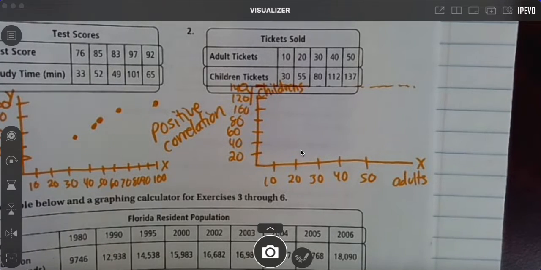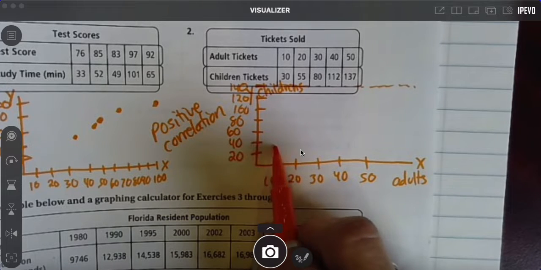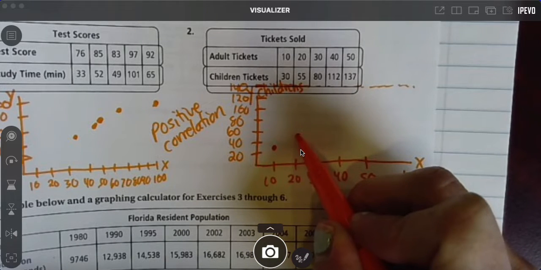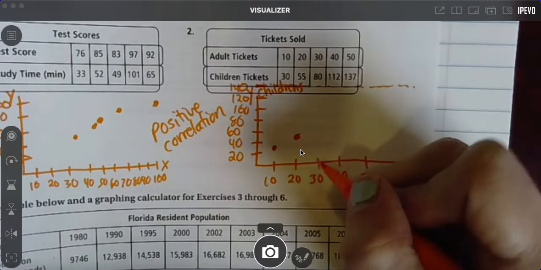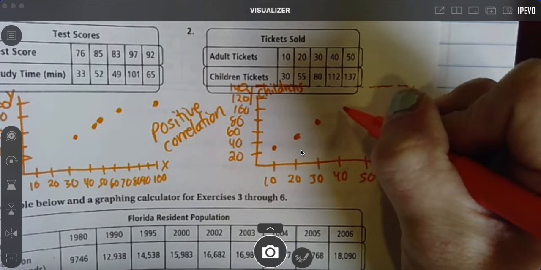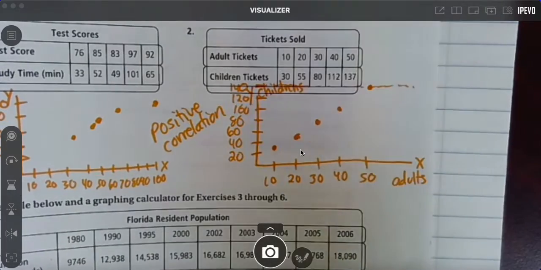let's do adults tickets. I'm going to go over 10 and up to 30. So for my adults, if there's 10 adults, there's 30 kids. If there's 20 adults, then there's 55 kids. If there's 30 adults, then there's 80 kids. 40 adults, 112 kids. And then 50 adults, 137. So what would this one be? Positive correlation. Even if you graphed it the other way, it's positive correlation.